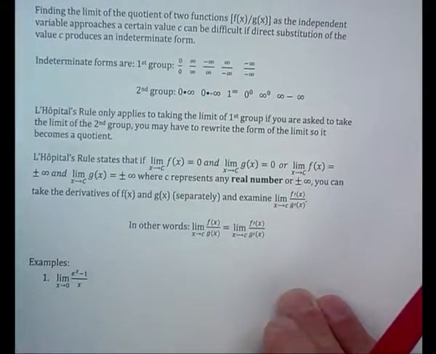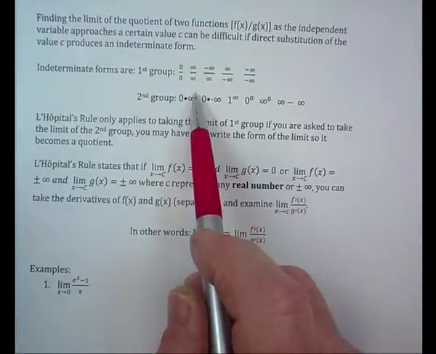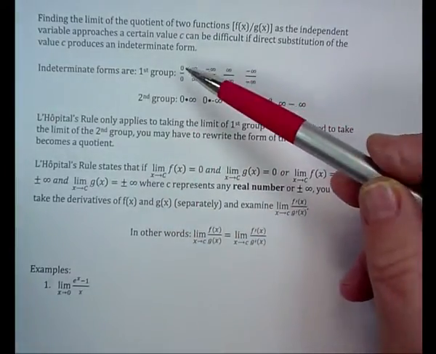All right, so do you remember us talking about indeterminate forms? Yes. Okay. These are indeterminate forms. These are the groups we looked at last time. We talked about 0 over 0.